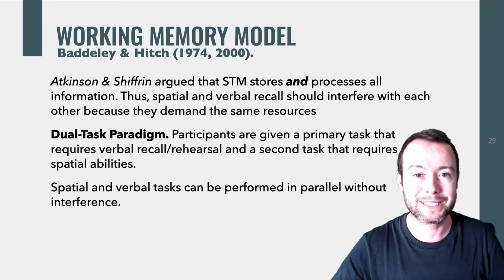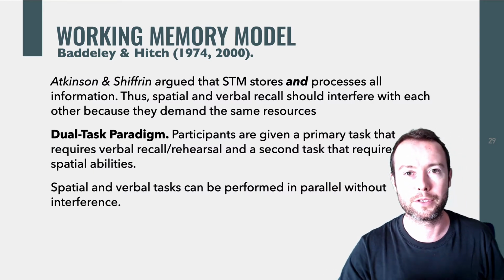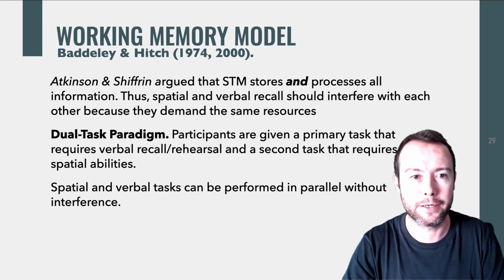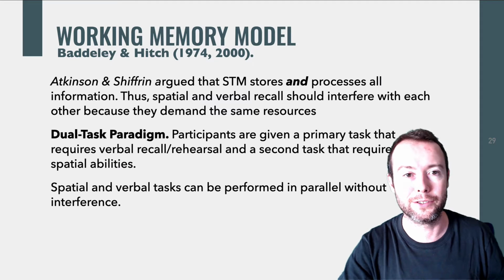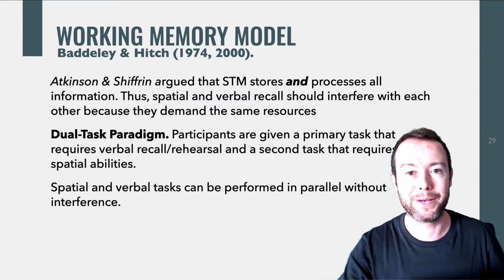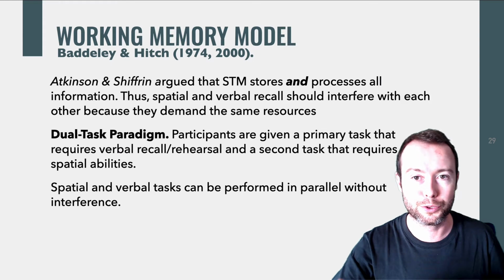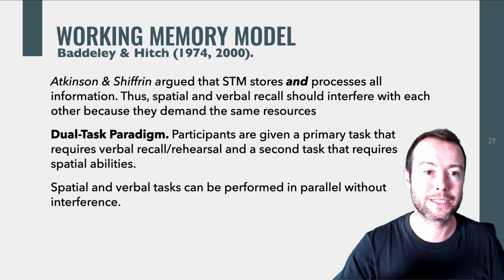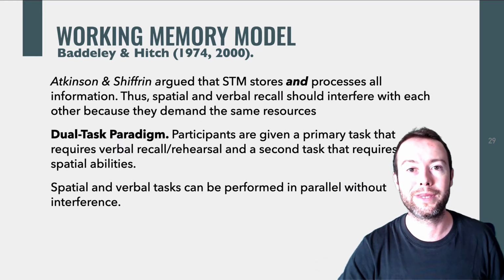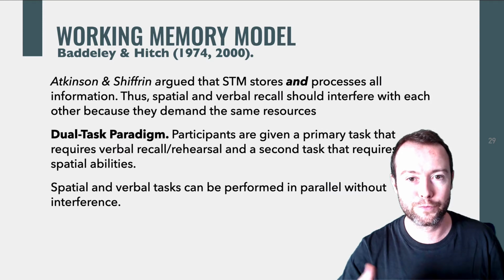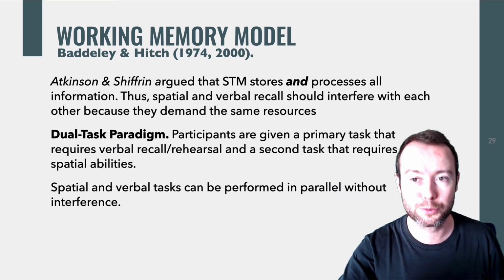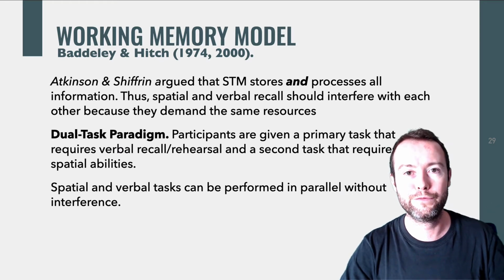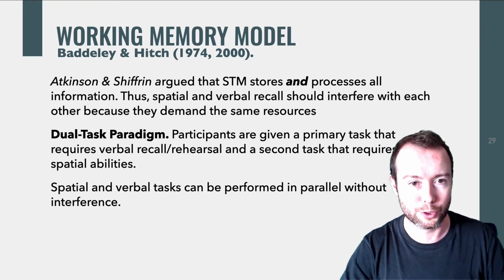Now, as we mentioned, one of the big differences between the Atkinson-Shiffrin model and the Baddeley-Hitch model is that all of the components in the working memory model still have a limited capacity, but they operate essentially independently. So for example, the phonological loop and the visuospatial sketchpad, in theory, should be able to operate at the same time in parallel without interfering with each other. If you're performing a task that requires spatial processing, you should be able to do this without too much impact on storing verbal information in the phonological loop.